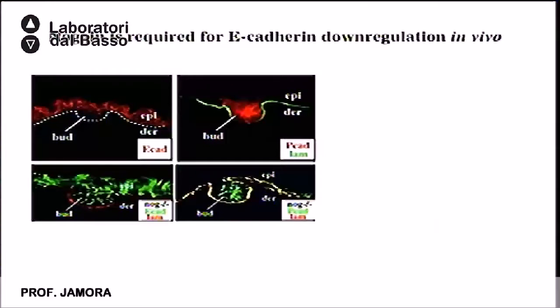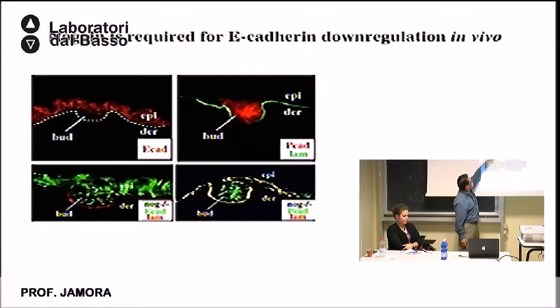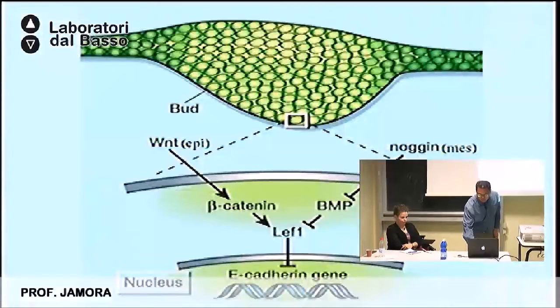Okay. So this basically is to show that noggin is required for E-cadherin downregulation in vivo. So here's the wild type, again, E-cadherin is downregulated, right? In the absence of noggin, E-cadherin is not downregulated. And so this is basically a cartoon of what we find.